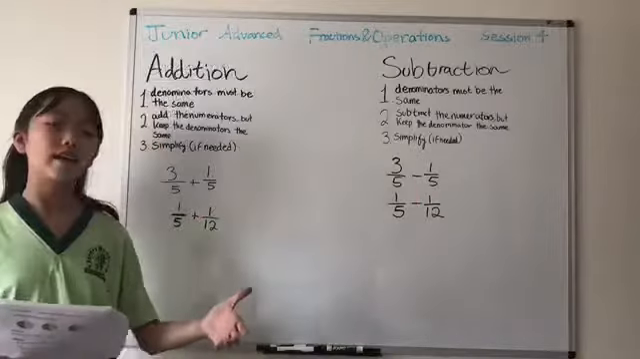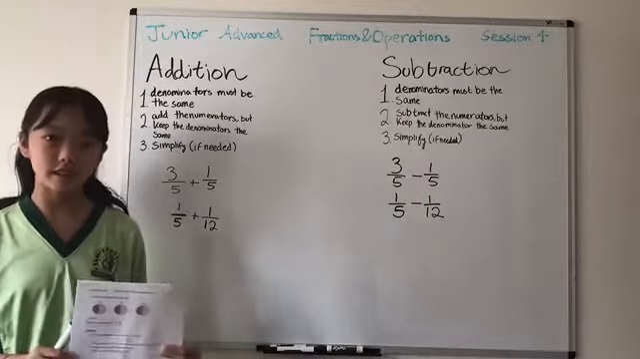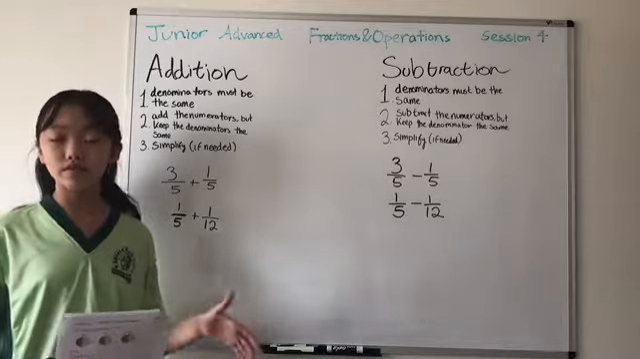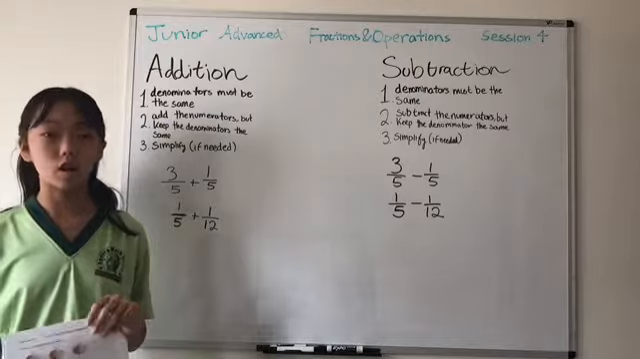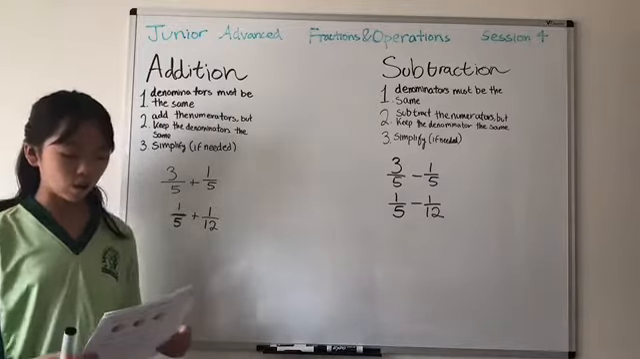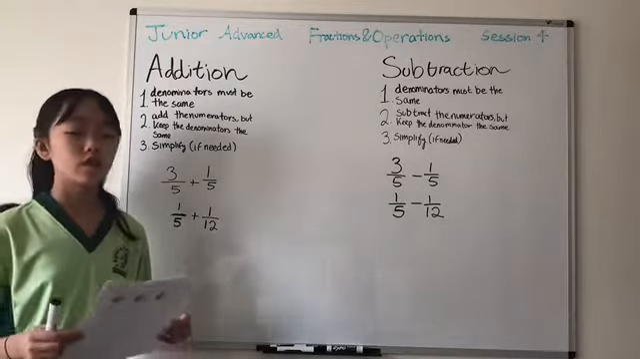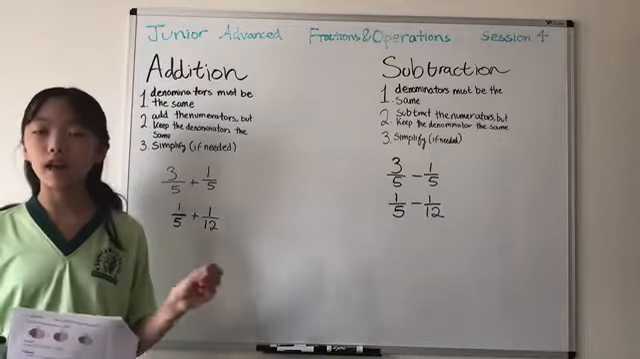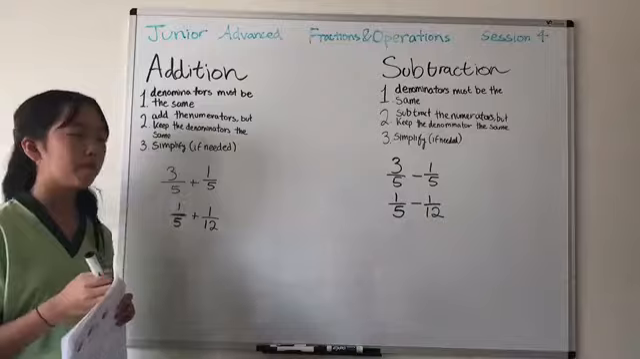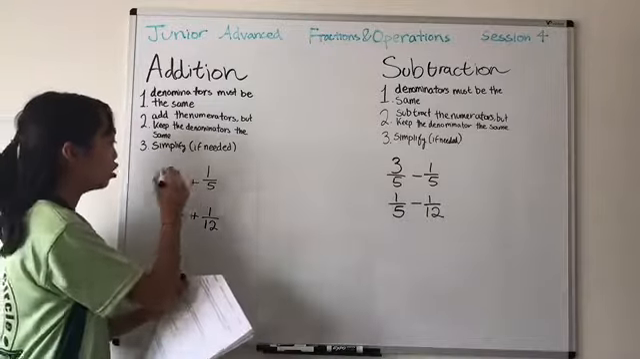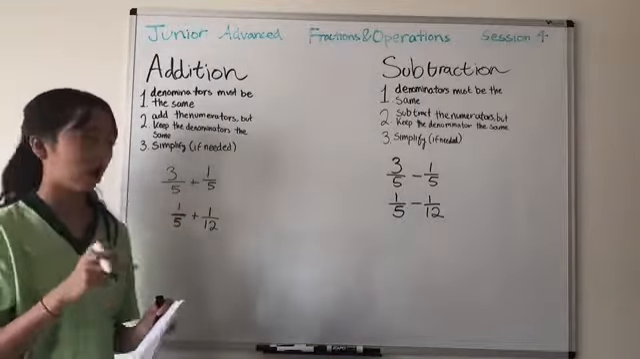Next, let's learn about how to add and subtract fractions. So to add fractions together, you want to make sure that first their denominators are the same. And next, you want to ensure that you add the numerators but don't add the denominators. So for example, if we look at this problem, then we would add the numerators and not add the denominators.